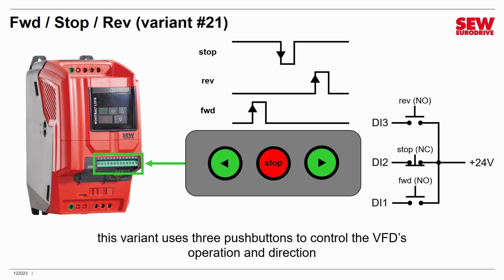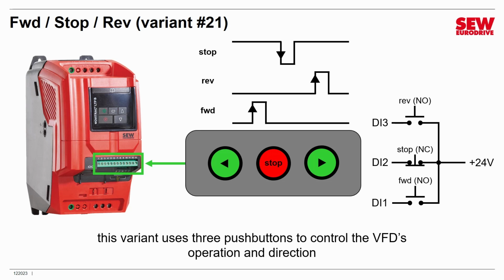Notice that you press the forward button first. It detects the rising edge. The VFD would start up. It would run in the clockwise direction. Then a little later, the stop button is pushed. It creates a falling edge. That stops the VFD, brings it to a halt.